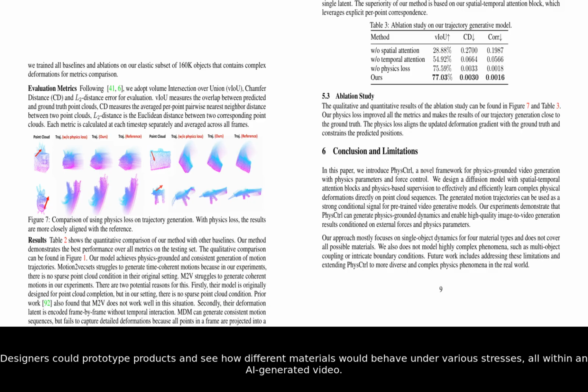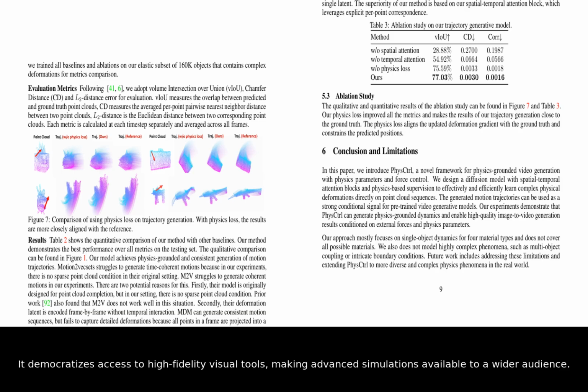Designers could prototype products and see how different materials would behave under various stresses, all within an AI-generated video. It democratizes access to high-fidelity visual tools, making advanced simulations available to a wider audience.